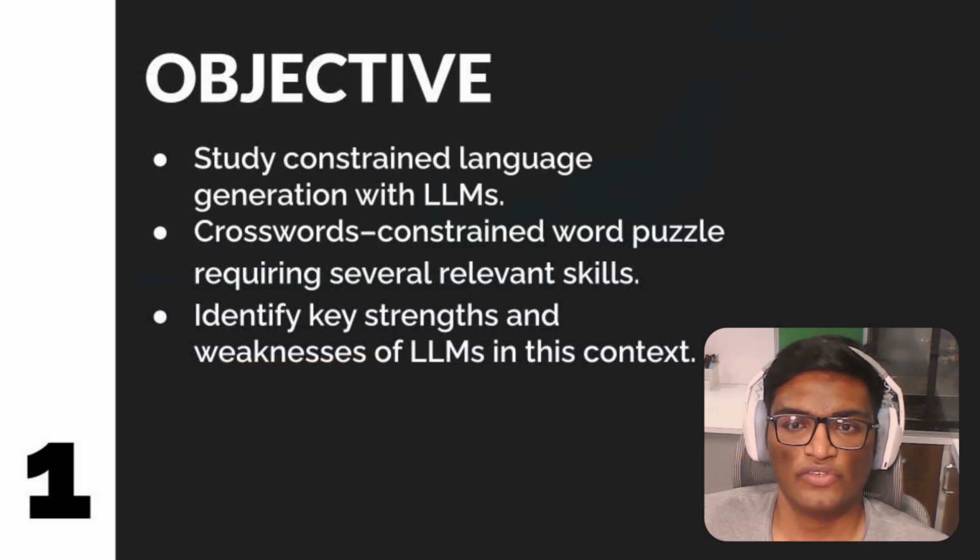In this paper, we study constrained language generation with large language models, which is a pressing challenge in many NLP applications. In particular, we analyze crossword puzzles, which are a great example of a constrained language generation task. Our main goal with this paper is not to create specialized crossword solving systems, but rather to identify strengths and, more importantly, deficiencies demonstrated by LLMs in this regard.